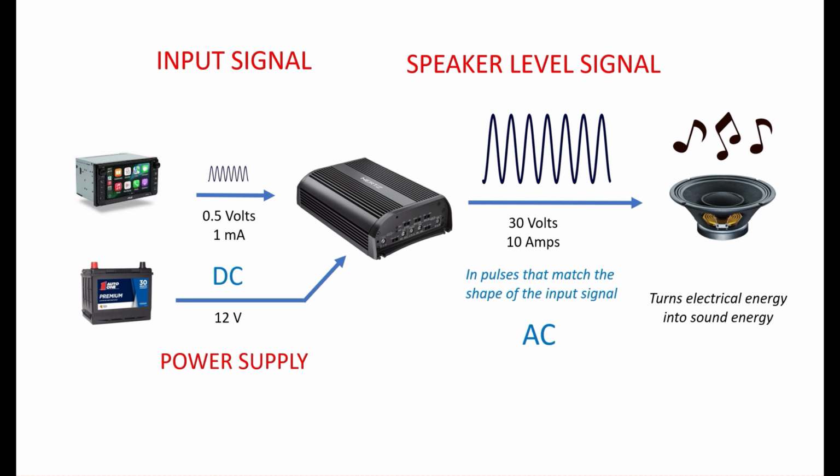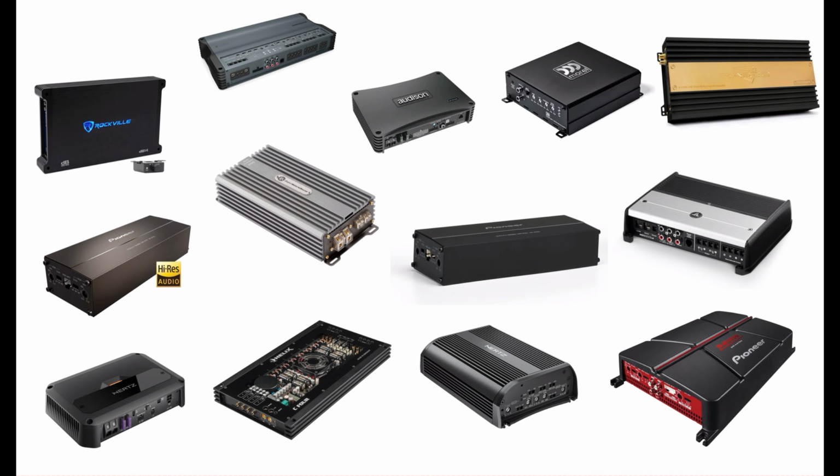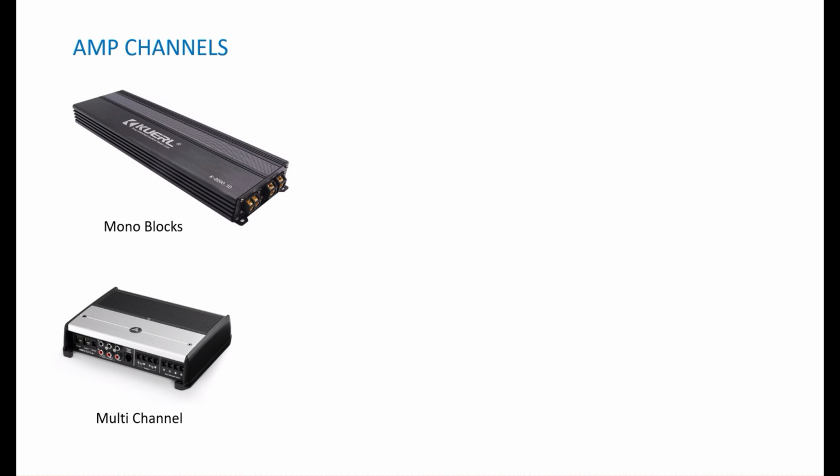Okay, so now that we've talked about what an amplifier does, let's look at the different types of amplifiers. There are bunches of different types of amps, and in this series I'm going to be focusing on standalone amplifiers rather than the inbuilt amps that you find in head units and DSPs, although I will do an episode specifically on inbuilt amps. But standalone amps come in many different shapes, sizes and types, right? And one way of looking at amplifiers is by the number of channels that they have.